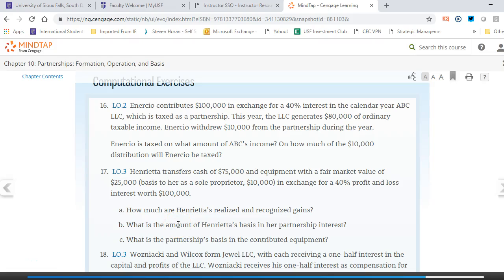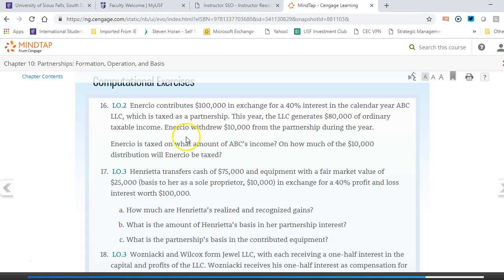Let's talk about the Chapter 10 problems. I have the computational exercises on the screen for Chapter 10. In your book, they're on page 44 of Chapter 10. If you're looking at your ebook, just go to Chapter 10 and click on the computational exercises. Once you get into Chapter 10, it'll take you right there.